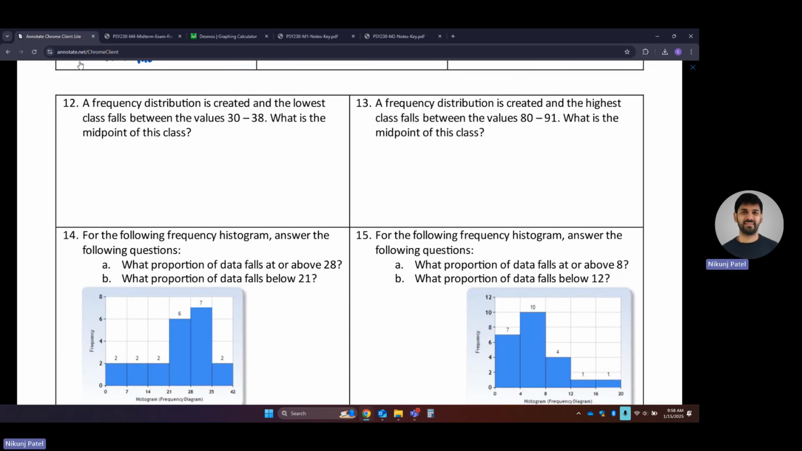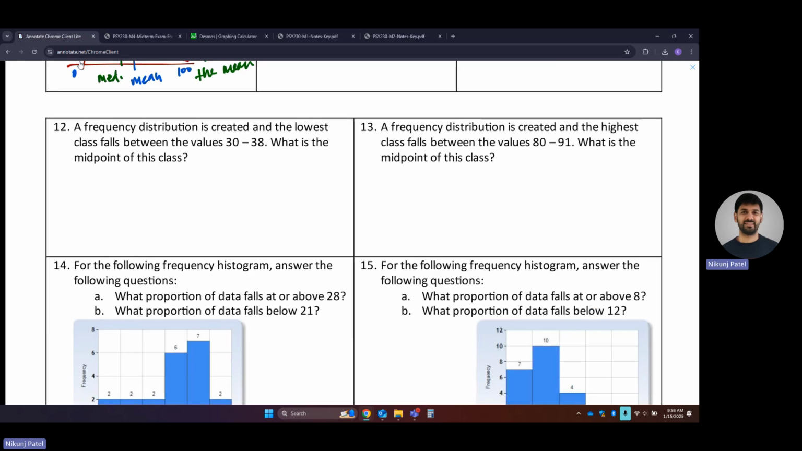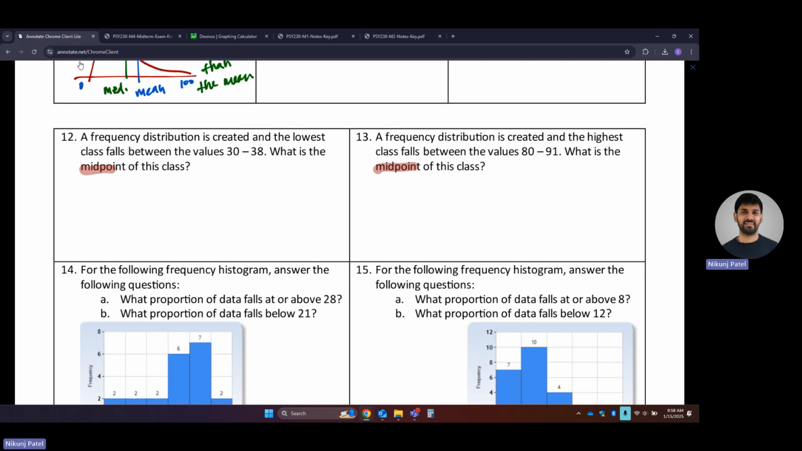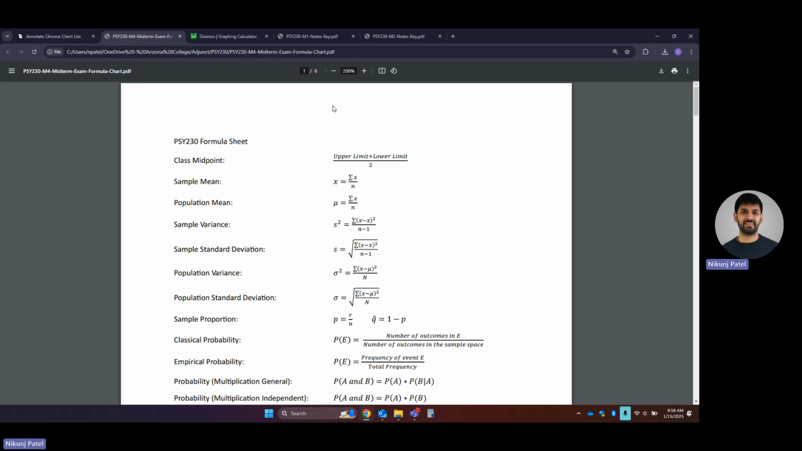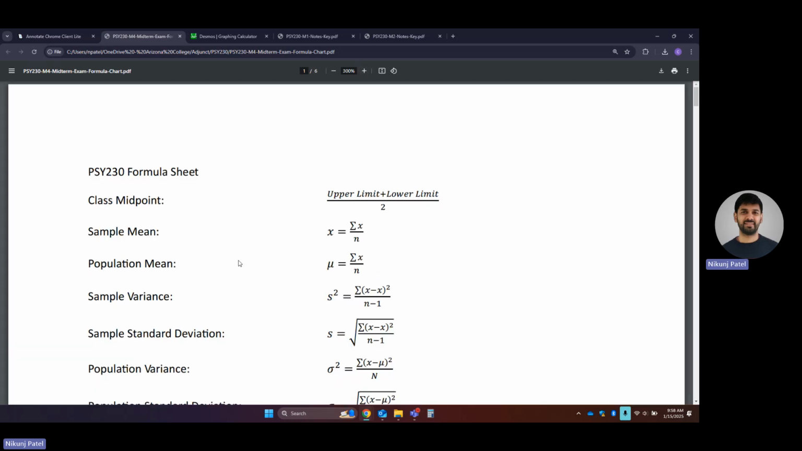Number 12 and 13 talk about using the midpoint formula. And it will give you two numbers. A really straightforward question on the midterm that you'll see is how to determine the midpoint. And if you look on your formula chart in your packet, this is the same formula chart you'll get during the exam. You don't have to memorize this formula, but it's right here.